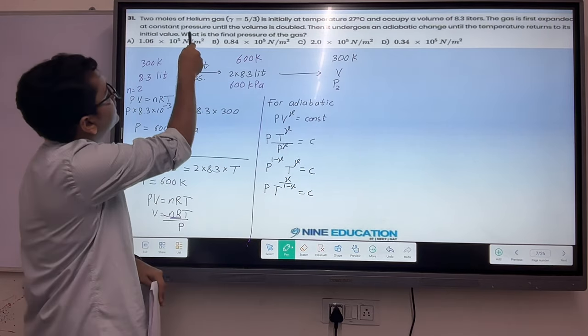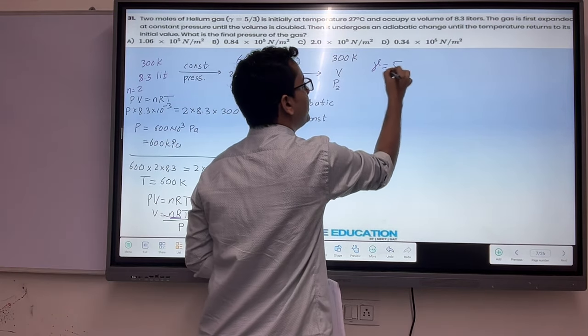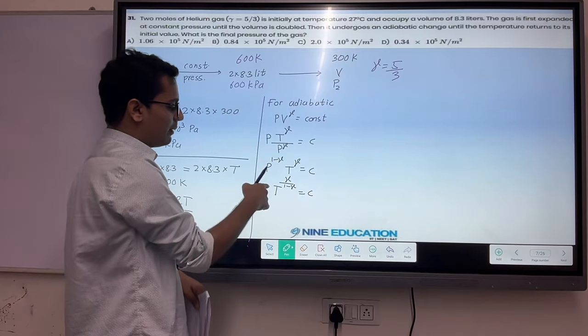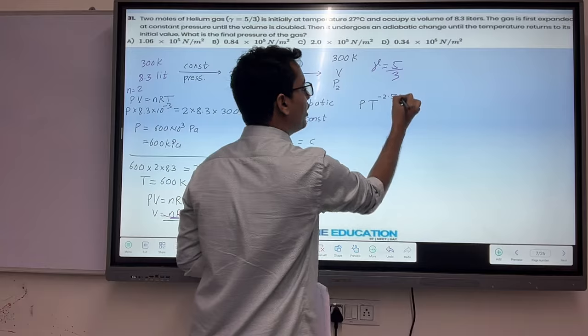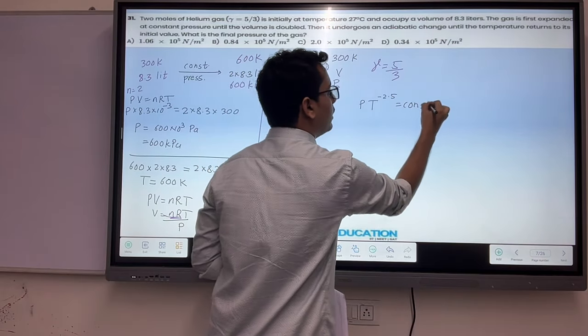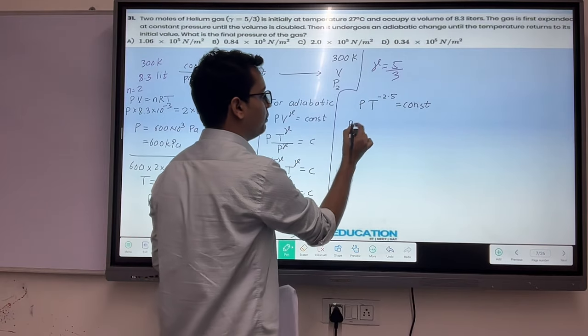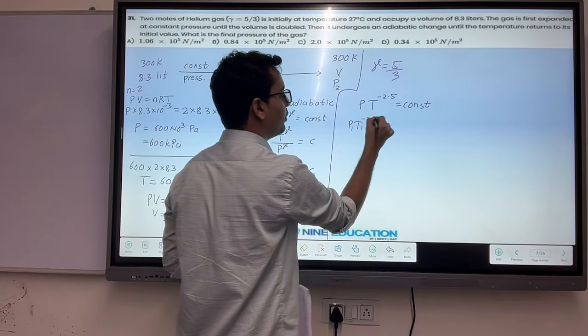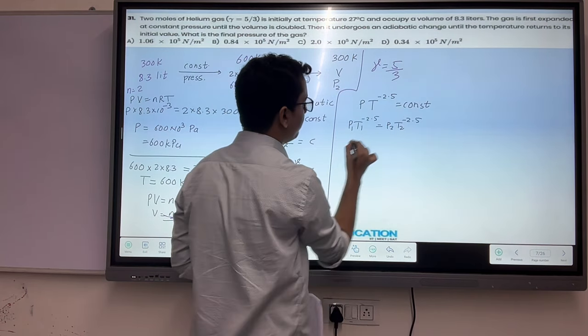Okay. This is a monoatomic gas, helium. So gamma equal to 5 by 3. If you substitute the value of gamma over here, you will get P T power minus 2.5 is equal to constant, right? I can write this as P1 T1 power minus 2.5 will be equal to P2 T2 power minus 2.5.